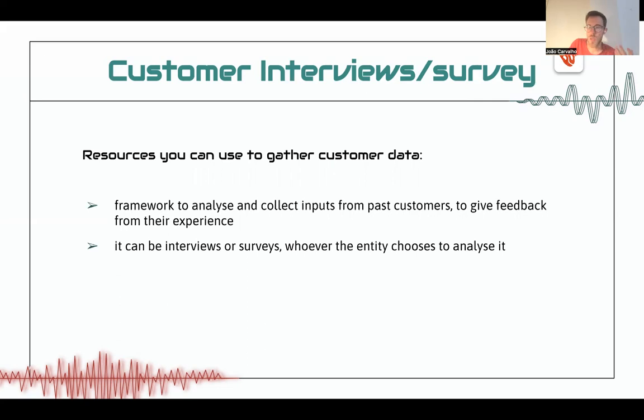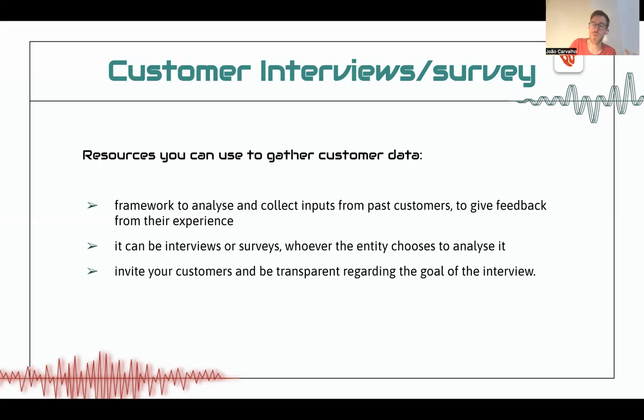It can be interviews or a survey. That survey can be a form for our past participants that were doing an experiment with us, for us to understand what they were and what the main inputs are. And then let's invite our customers to be transparent, because we always want to develop and understand what the main strengths and weaknesses of our products are.